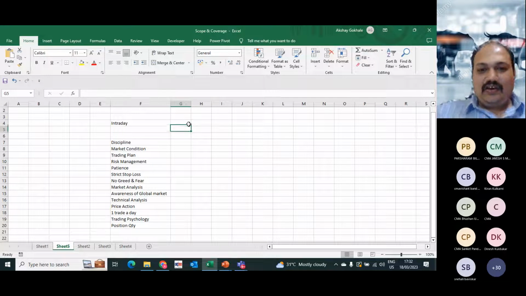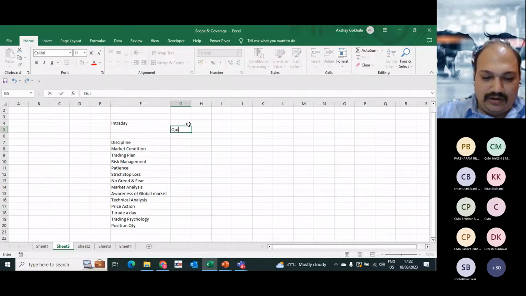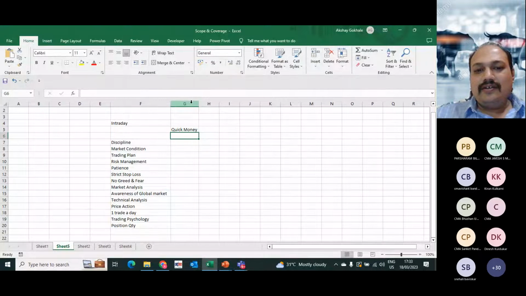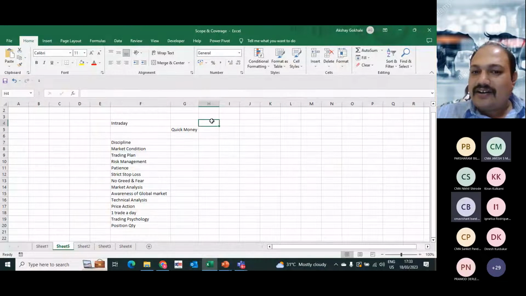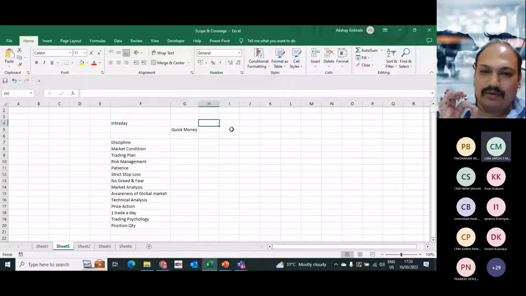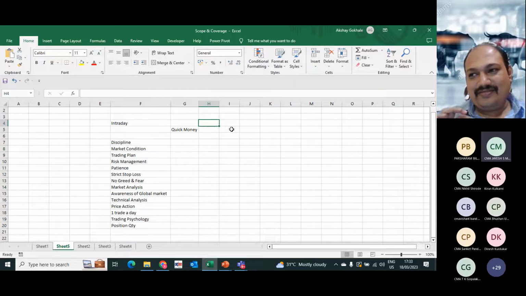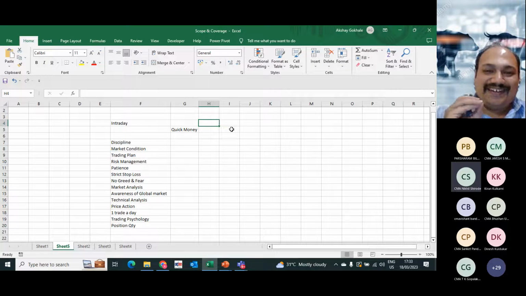Okay. I'll pass on one statement. You just tell me whether you agree or not with this statement. We all do intraday trading for quick money. Is there anyone who doesn't agree with this statement? Yes, that's another reason. That's the main reason. So that is the main reason for which we do intraday trading, right?